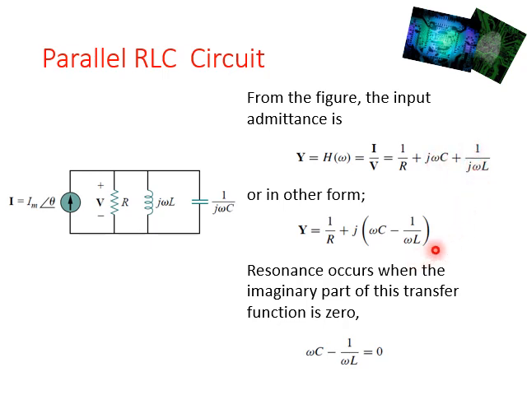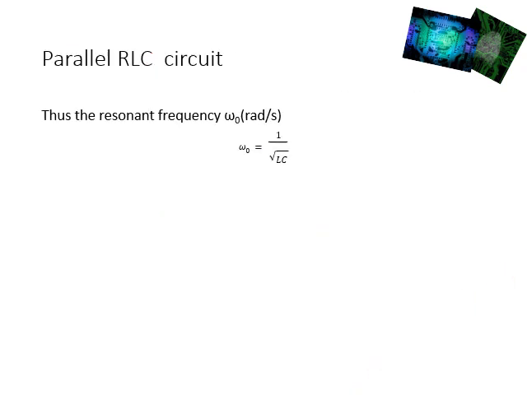Resonance occurs when the imaginary part of this admittance, or transfer function, is equal to 0. Admittance is Y, transfer function is H of omega. So when this imaginary part equals 0, that is when resonance happens. We take this part, omega C minus 1 over omega L equals 0. Solving that equation, as shown in part 1, we get omega naught equal to 1 over the square root of LC. This is known as the resonant frequency omega naught, with the unit of radian per second.